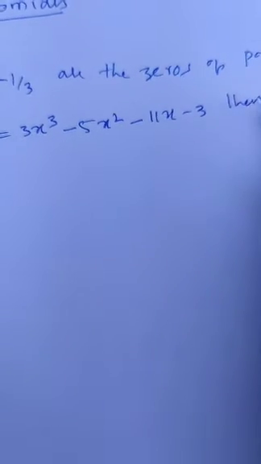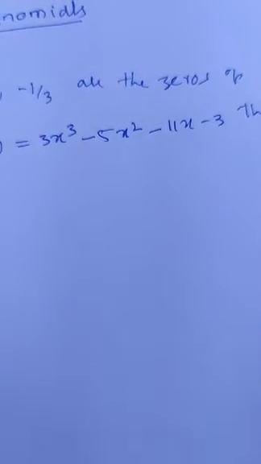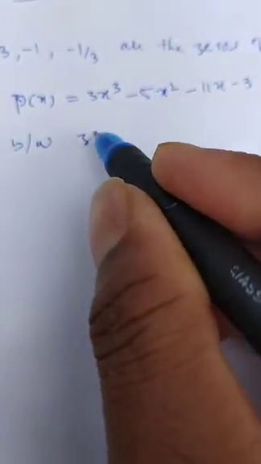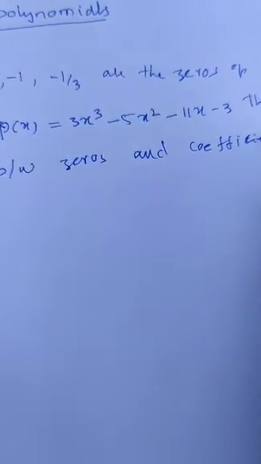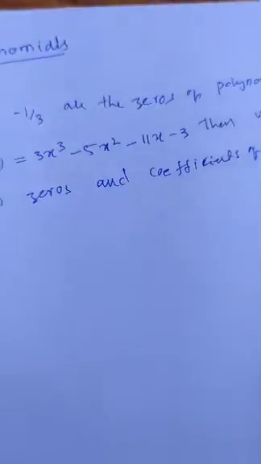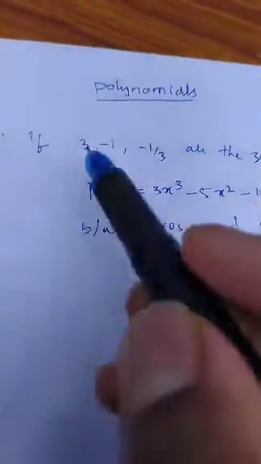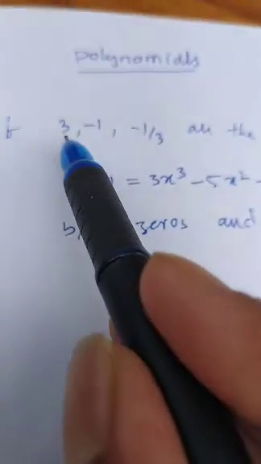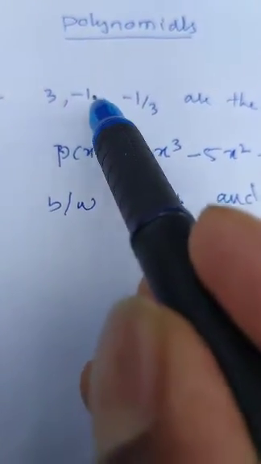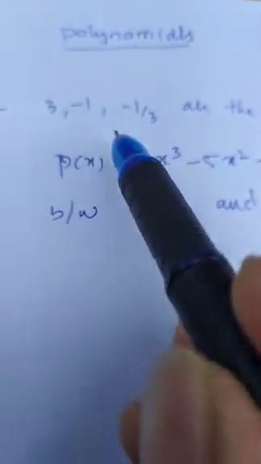Then verify the relation between zeros and coefficients of the polynomial P of x. In the exercise we did only quadratic polynomials, so in this example problem we have a cubic polynomial also, and I am explaining that. Here we have 3 zeros. So the first zero we can take as alpha, second zero beta, third zero gamma.